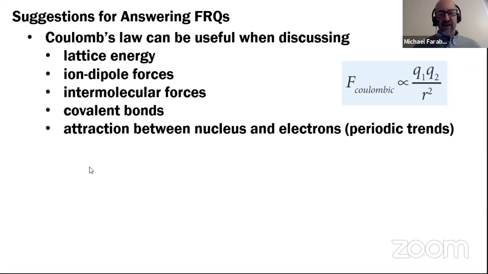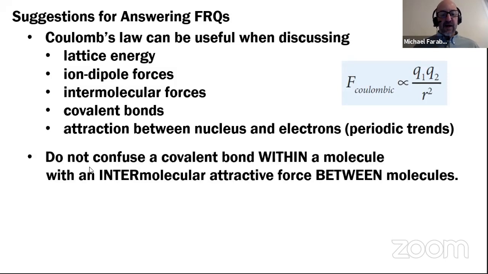As you already know from studying chemistry, Coulomb's law can be useful when discussing things like lattice energy, comparing two ionic compounds, the strength of attraction between ions and something polar like water, intermolecular forces, covalent bonds, single versus double versus triple, or about periodic trends in terms of the attraction between the nucleus and the outer shell or the electrons, or a PES diagram. Do not confuse a covalent bond within a molecule with an intermolecular attractive force between molecules.